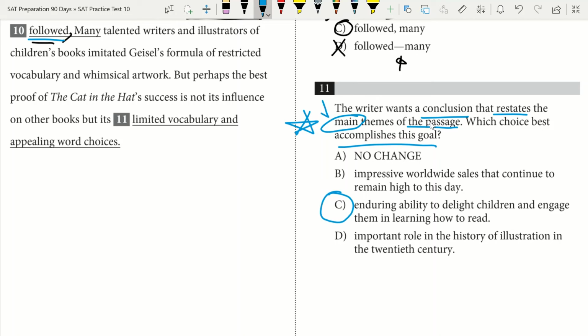Look at that word right there. We talked about that yesterday with the reading section. It also applies to the writing section. The main theme is obviously the ability to entertain these children and get them learning to read. Okay, so we're going to look for a sentence that does that. Obviously, that's going to be C.